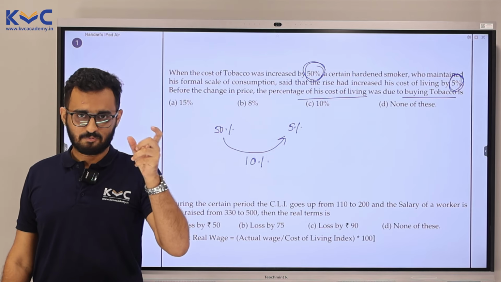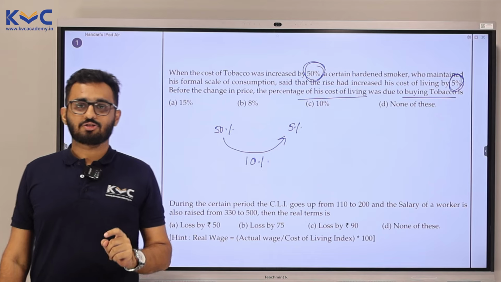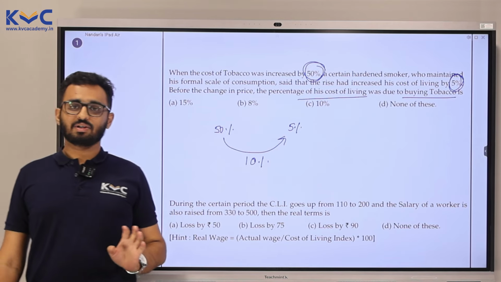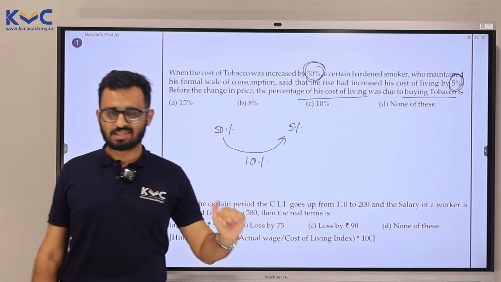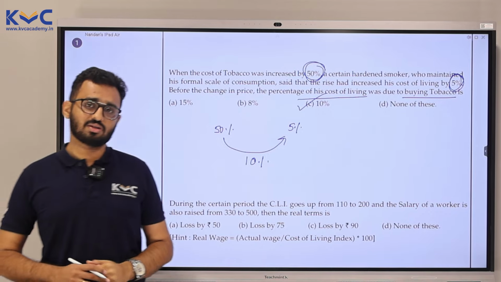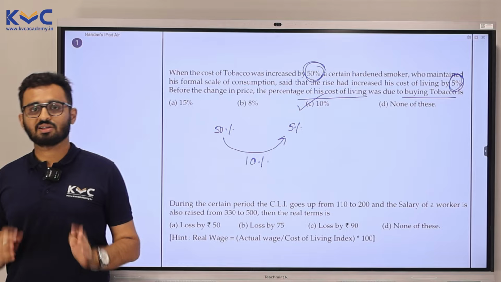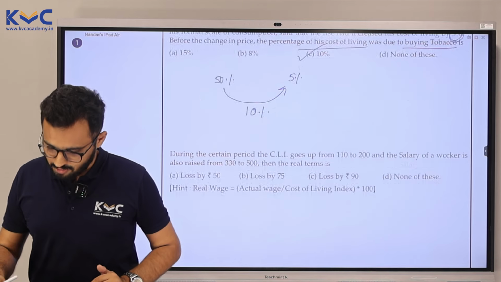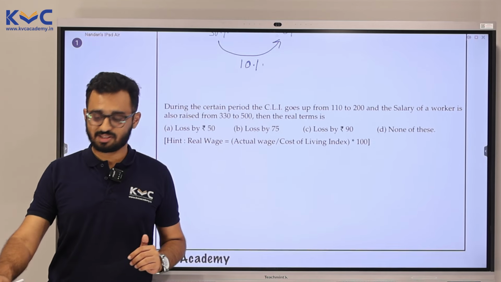Which means that in his total cost of living, 10% is coming from tobacco. So when prices of tobacco went up by 50%, his cost of living went up by 5%. Did you understand? So just a common sense question there. So the answer is 10% of his cost of living is tobacco. Understood? Wonderful. So with that, we come to the last question of index numbers.